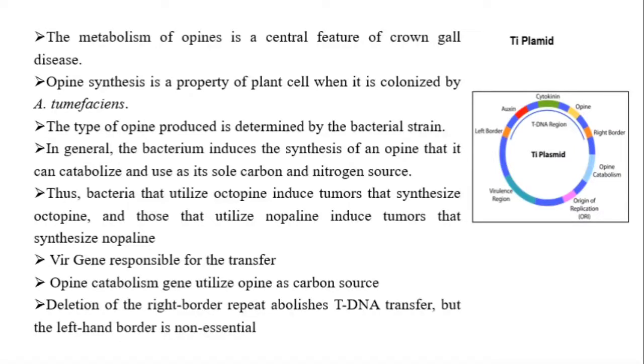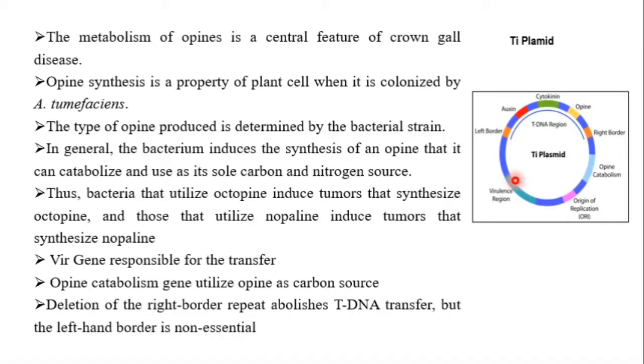In the Ti plasmid, we discussed the T-DNA portion. Now we can see the remaining parts of this Ti plasmid. Here you can see one gene, the virulence genes, and these genes are responsible for the transfer of the T-DNA into the plant cell, the host cell.